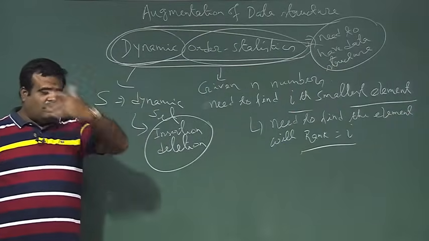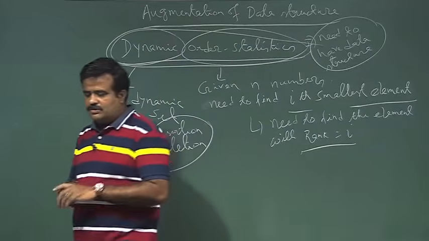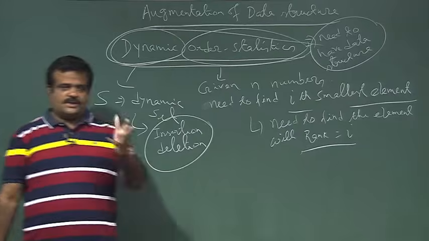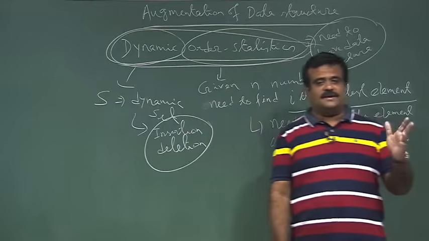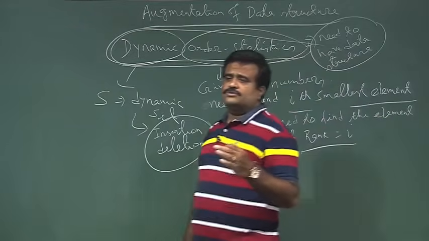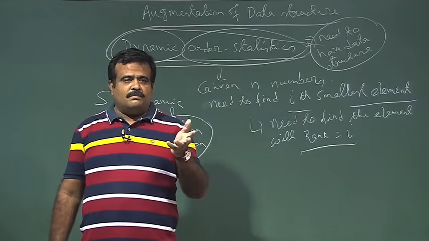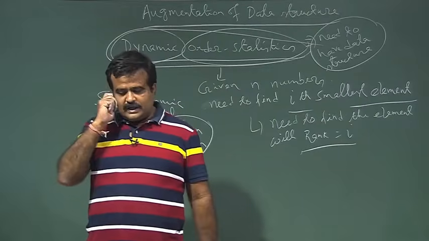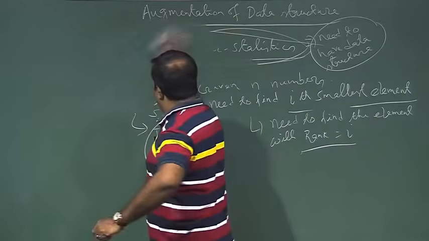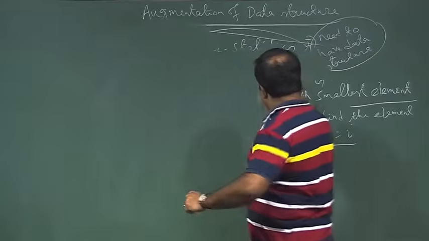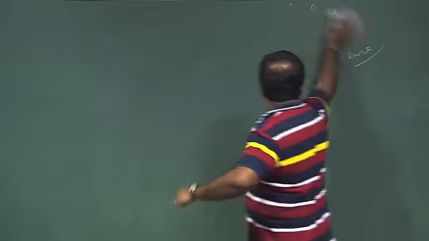For this we will just do the augmentation of a data structure. We know a good data structure like the red black tree, which is balanced. So we will use the underlying data structure as a red black tree, and then we will do some augmentation there. We will keep some more information in that data structure, and that may help our problem. So that is called data structure augmentation.